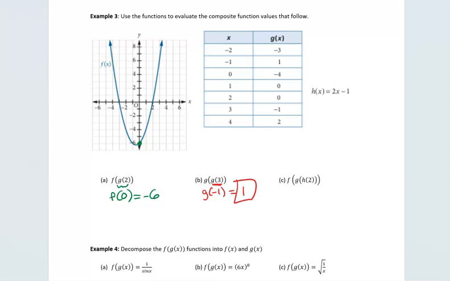Hey, look, there's 3 functions here. That's okay. We can do that. H of 2. H of 2 is 2 times 2 minus 1. 2 times 2 is 4, minus 1 is 3. So we're really finding g of 3, and then f of that. G of 3 is -1, so f of -1 is really what we're finding. F of -1 means we have to come to this graph. Hey, look, that's -6, and that's it.